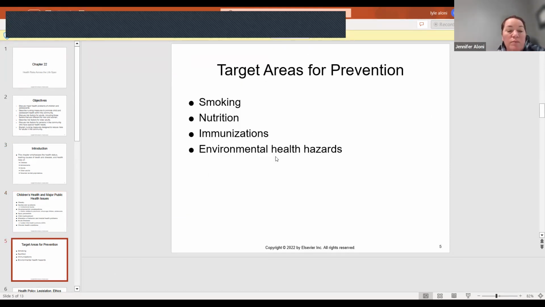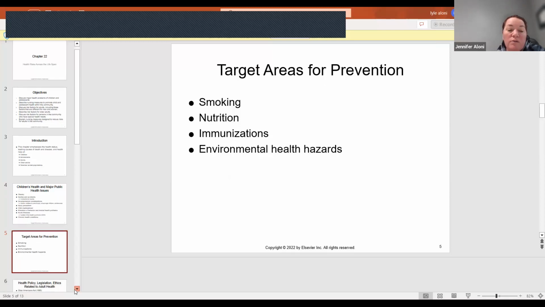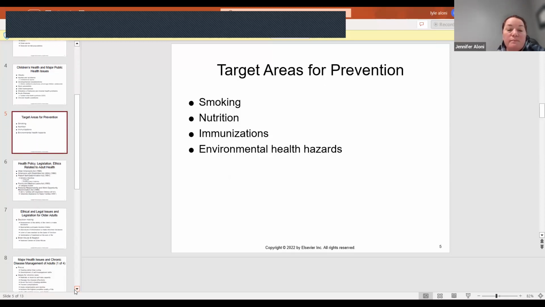So when we try to target these younger kids, we're going to be working on primary prevention, where we're going to be preventing these things from occurring. So we're going to teach them, do our educating on smoking, nutrition, immunizations, more so with mom and dad, and environmental health hazards, such as our big one for kids is going to be lead. So you're going to watch for the lead in those homes that kids may get their hands on.